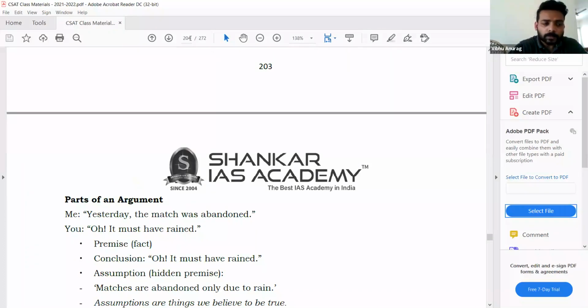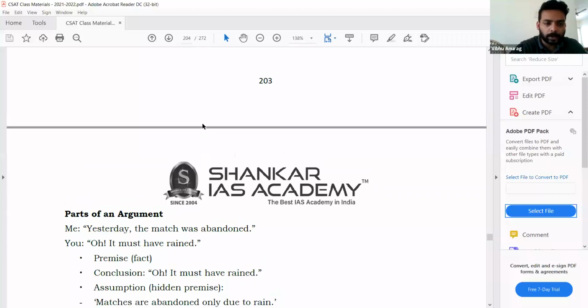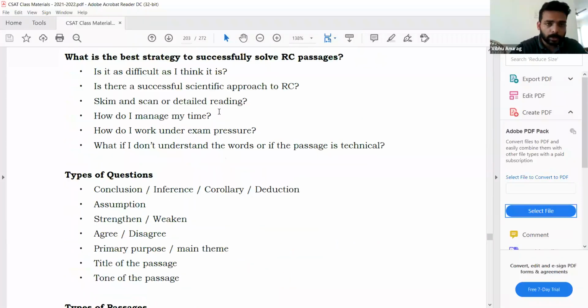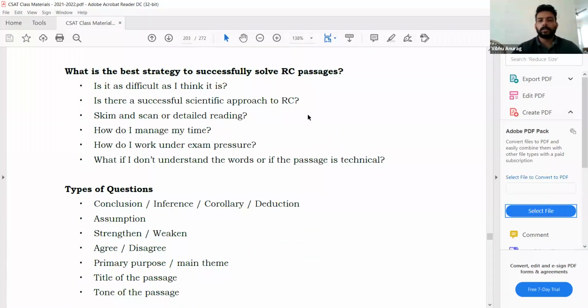So the handout that you have, does everybody have the handout with the 272 pages? There was some confusion with the handouts. Did you get the correct one? It has 272 pages. You have that one. If you come to page number 203, this should come. This is page number 203. Please tell me if you have this handout.